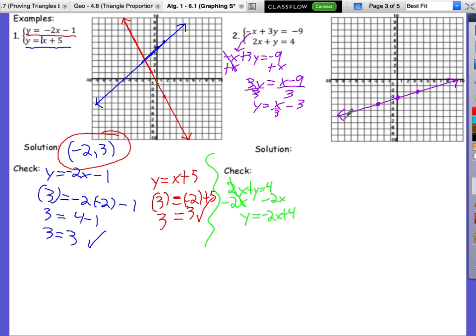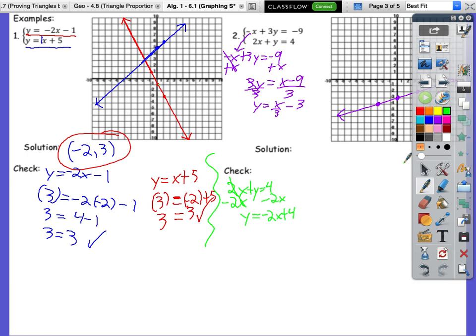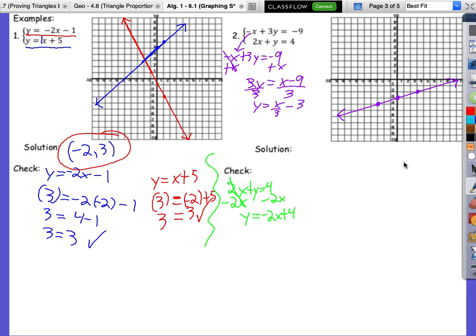We did the -3 one. Okay, questions on graphing that first equation? Betsy, help me with graphing the second equation. Y equals negative 2x plus 4.